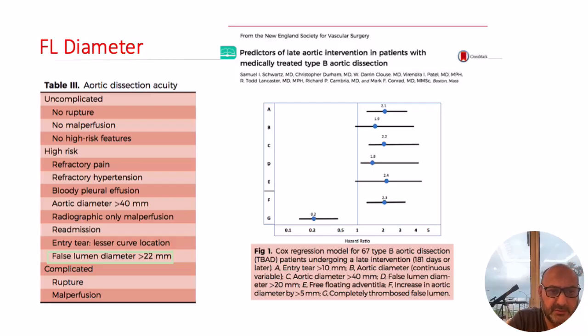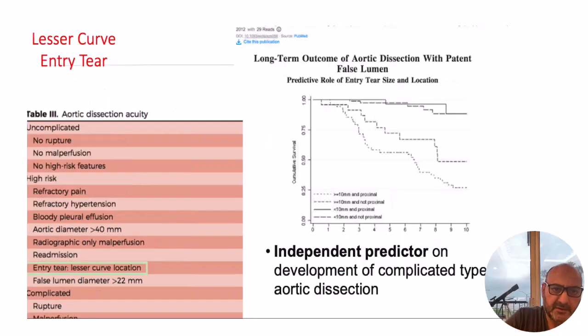So if you have a 22 millimeter diameter here, basically you're at risk of developing aneurysmal degeneration. Also, if you have an entry tear, the dotted line at the bottom, more than 10 millimeter, especially in the lesser curve, that's a high risk feature that mandates treatment, because the jet flow through that entry tear is going to pressurize that false lumen, and ultimately is going to develop what we call aneurysmal dilation.